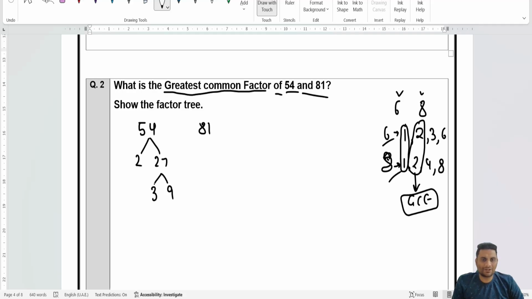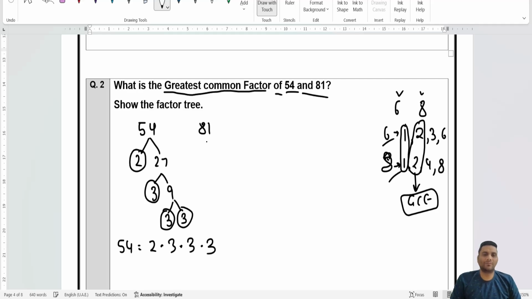Can I break the 3? No, because this is again a prime number. We cannot break it any further. Can I break the 9? Yes, 3 times 3. So now we have got all the prime factors of 54. That is 2, 3, 3, 3. Bring all of them down. So you will write 54 is equal to 2 times 3 times 3 times 3.